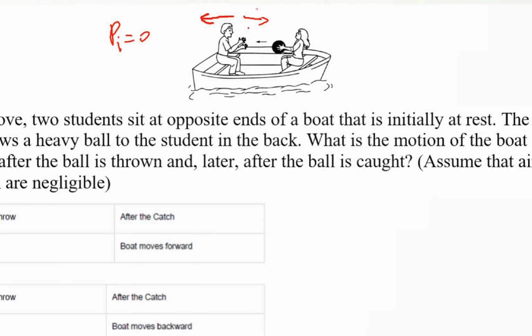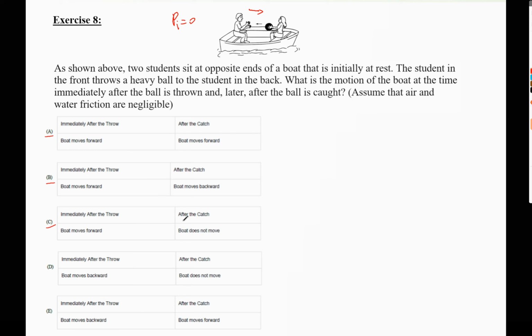So it's exactly equal. So when this student at the back catches the ball, the momentum produced by the ball on the student will cancel this momentum, and we're going to end up with the total linear momentum being 0. Then we expect that after the catch, the boat doesn't move anymore, which makes C the correct answer.